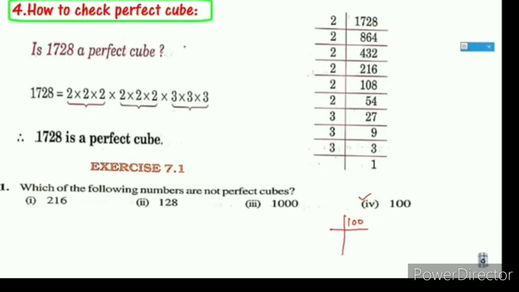Next topic is how to check for a perfect cube. Yeah, whether the given number is a perfect cube or not. How to check? Yes, one example is given. Is 1728 a perfect cube? Find the factors using the prime factorization method. Find the prime factors. Okay, each factor should repeat 3 times. In square it is repeated 2 times, but in cube each factor should repeat 3 times. Okay, yes, look at this example.